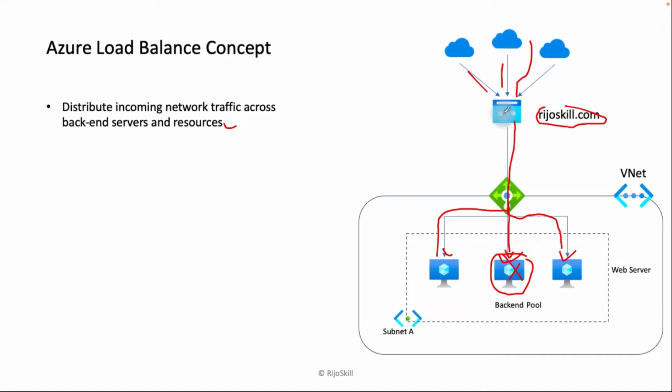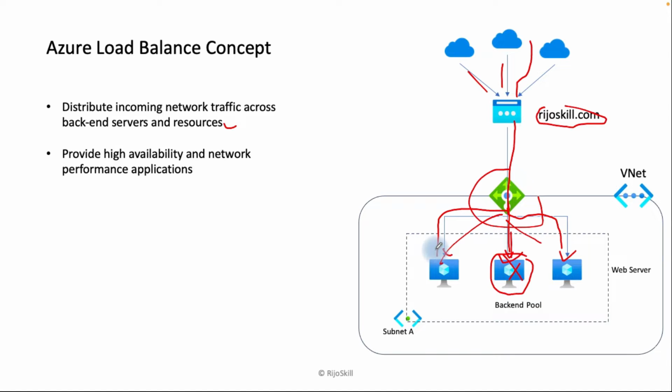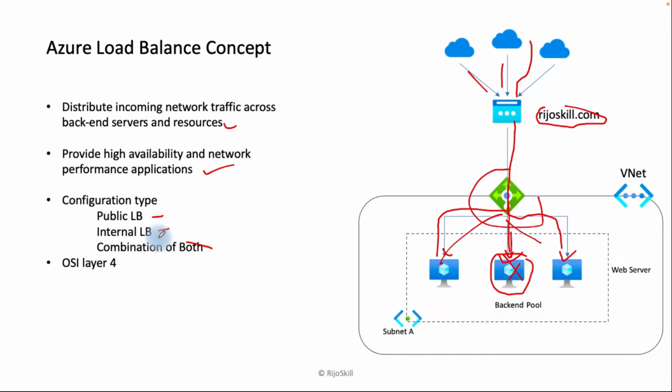So you can see here that before, you could not distribute your network traffic. Finally, once the load balancer comes in, your traffic will all be going to different web servers. Next, it provides high availability and network performance for the application. It provides high availability, with no downtime. Next, what types are available in the Azure Load Balancer? There are two types, public and internal load balancer, and you can combine both, public and internal LB. Also, the Azure Load Balancer works at OSI layer 4.